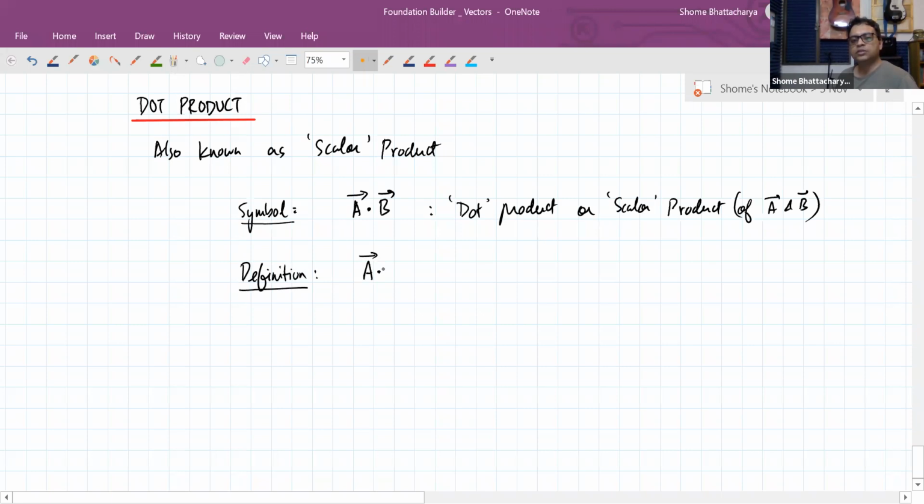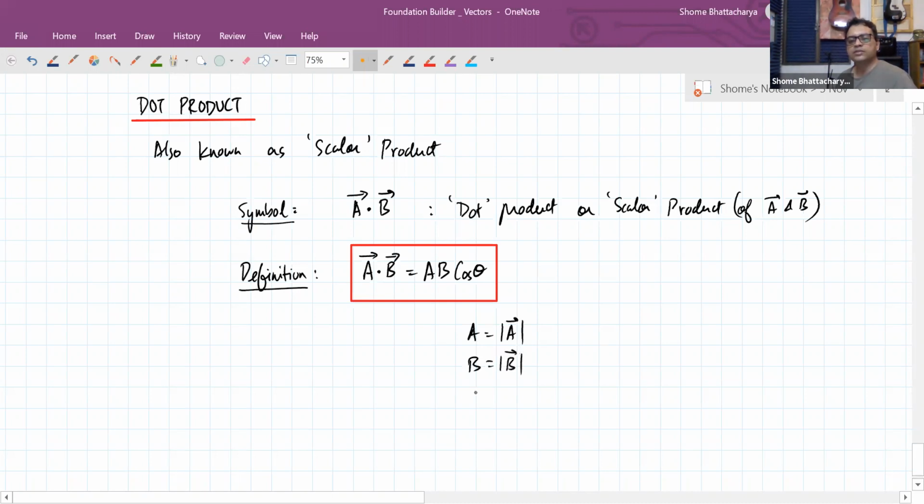So, this operation, as I told you, is something completely new for us. It is given by this definition: A dot B is the magnitude of A multiplied by the magnitude of B into cos theta. This is the formula or the definition of the operation, that calculating the dot product results in this. You multiply the magnitude of A with the magnitude of B with cosine of the angle between A and B. So theta here is the angle between vectors A and B. It's as simple as that.